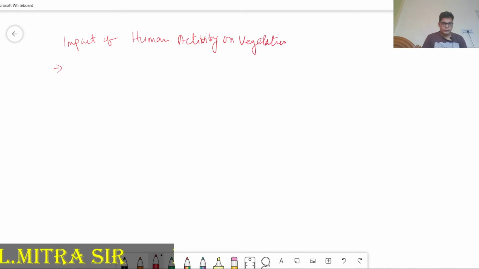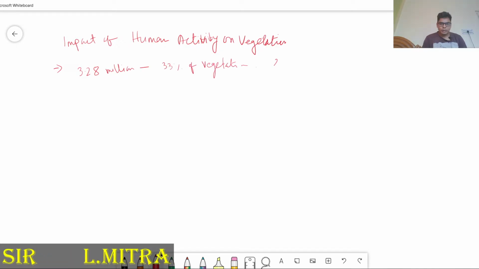First thing, impact means whatever activity is done by human beings, directly or indirectly, the positive or negative impact that falls on the vegetation. If India has 3.28 million square kilometres of area, we should have 33% vegetation, but in reality it is mentioned we have only 23.28% vegetation cover in India. So this thing we have to understand.